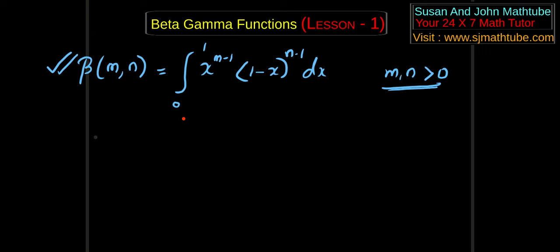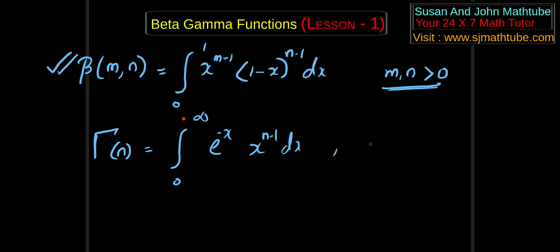And then comes another integral, an improper integral, that is gamma n. And it is given by, it is a type 1 improper integral, integral 0 to infinity e to the power minus x, x to the power n minus 1 dx. Again, I am telling you n is a positive quantity.